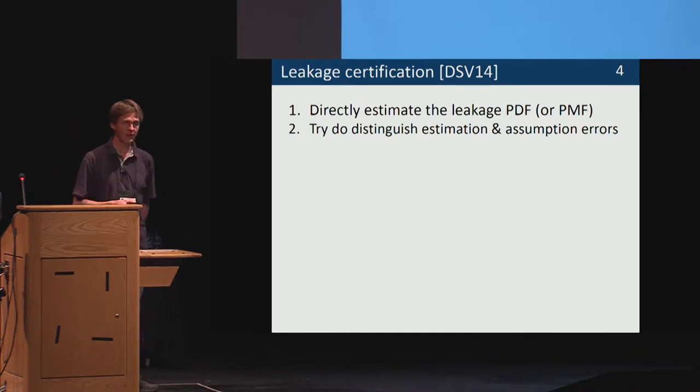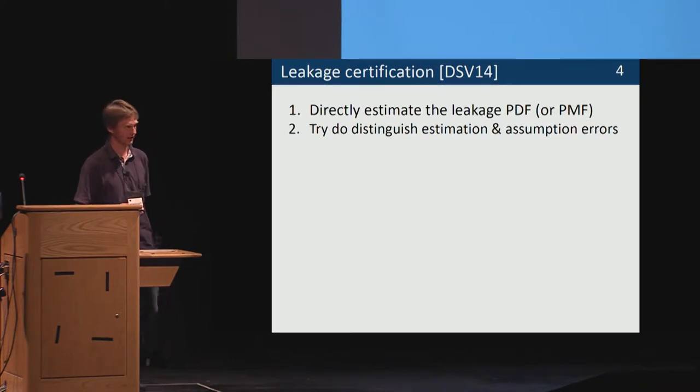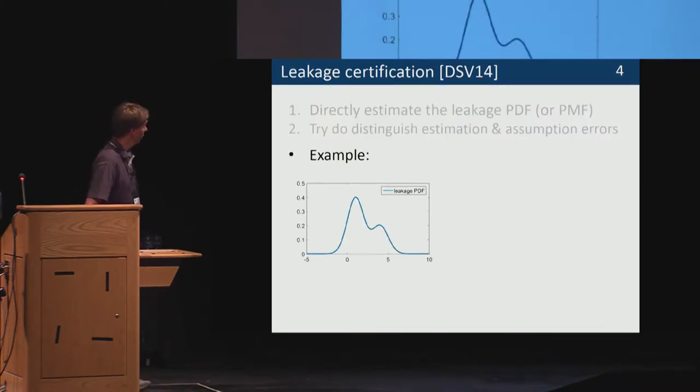By estimation errors, I mean errors in the model that are due to a lack of samples. By assumption errors, I mean errors that are due to a wrong choice of a statistical model. So typically, if you assume that your leakage follow a Gaussian distribution and they are not. So I will try to illustrate this with an example.